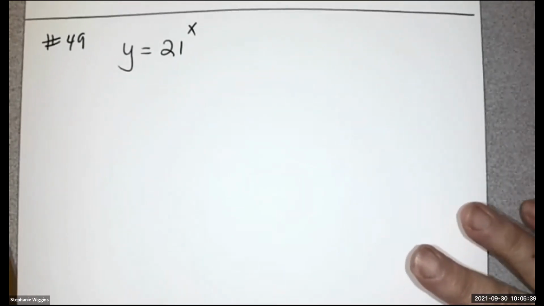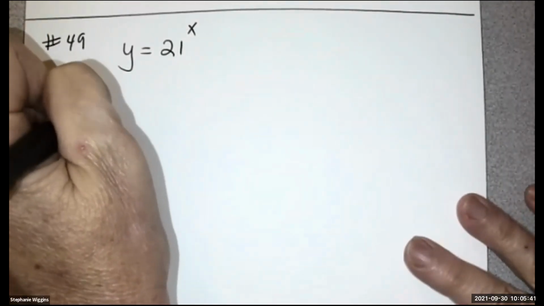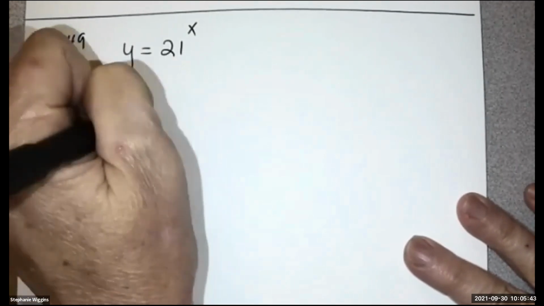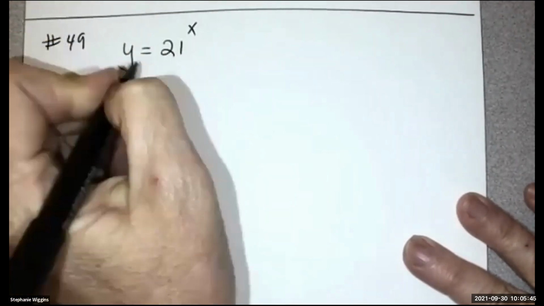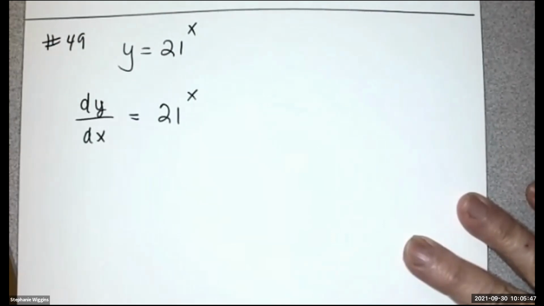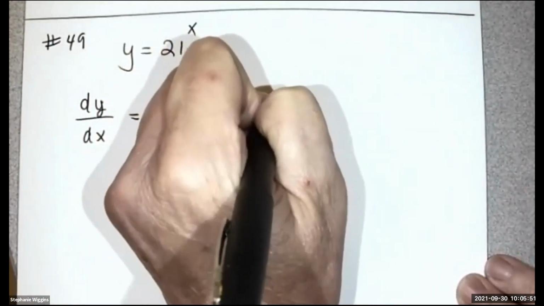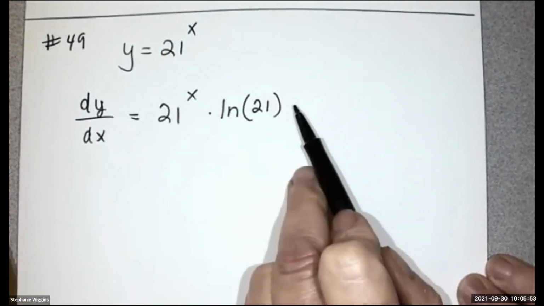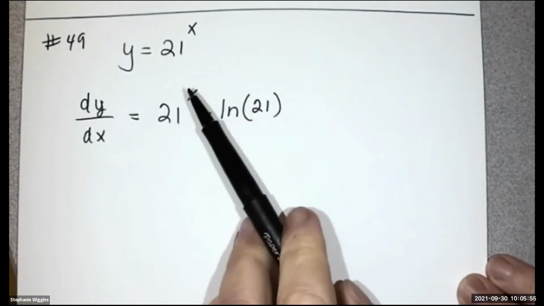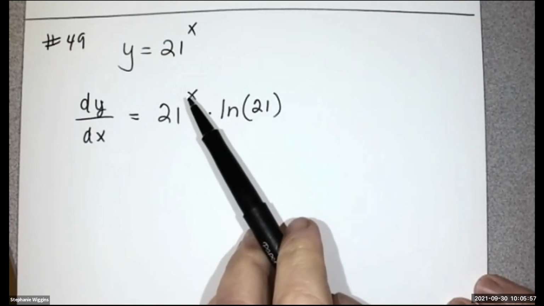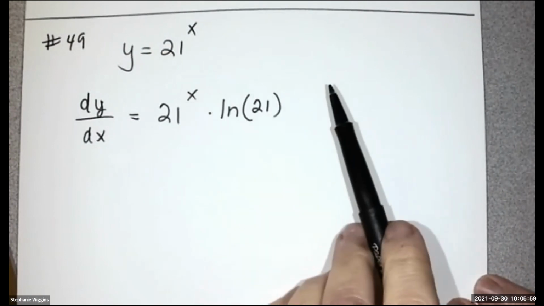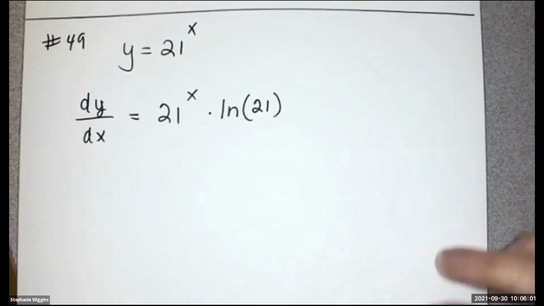So the first step to take the derivative is just copy it just like you see it there. Then the second step is to multiply by the natural log of the base. The base is 21. And then the third step would be to take the derivative of the exponent and multiply. But since this is just x, the derivative is 1. So we don't do that step for this particular problem. And so there you have the natural log of 21 times 21 to the x.